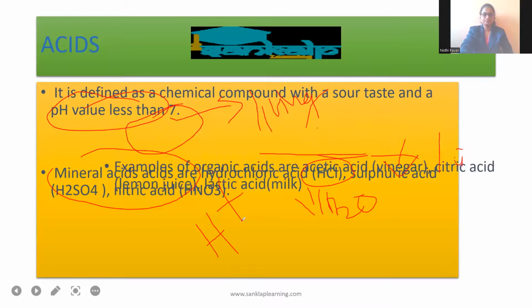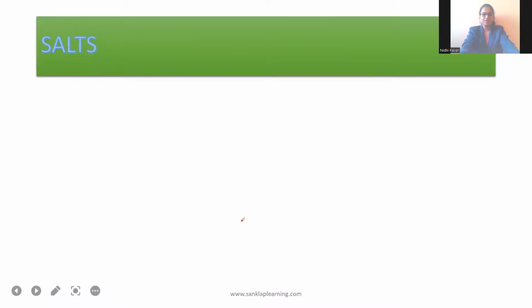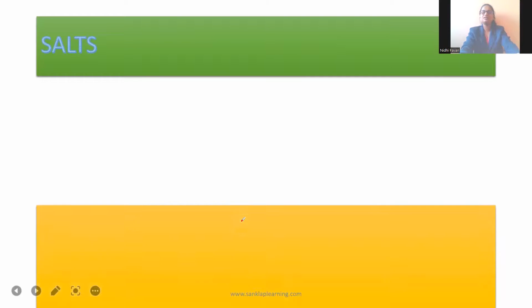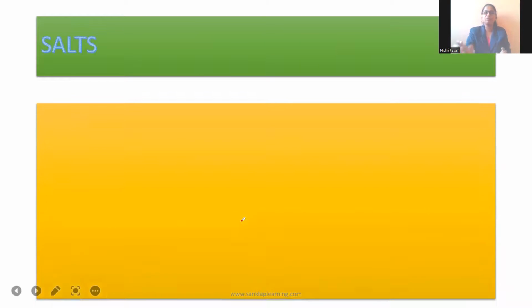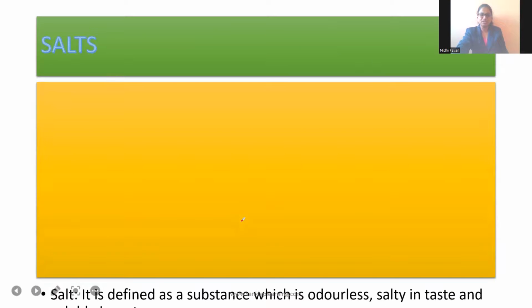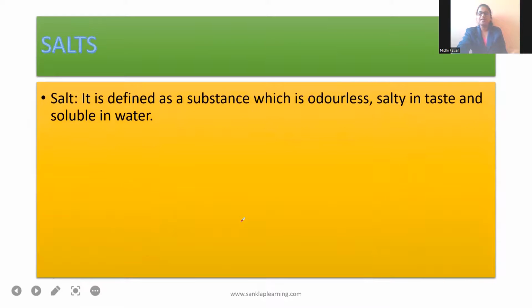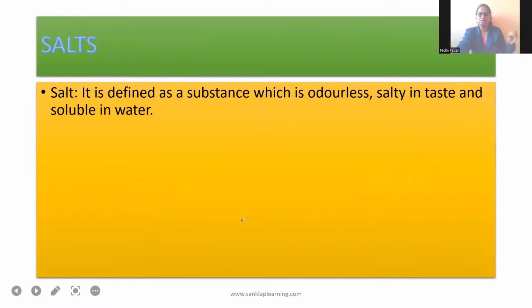Next, the next one is bases. Examples of bases we know: sodium hydroxide, calcium hydroxide, potassium hydroxide, magnesium hydroxide. Then we have the salts. Salts are nothing but the compounds which are formed when acids react with bases. These are usually neutral in nature. And we also heard terms like strong acids, strong bases, weak acids, weak bases.